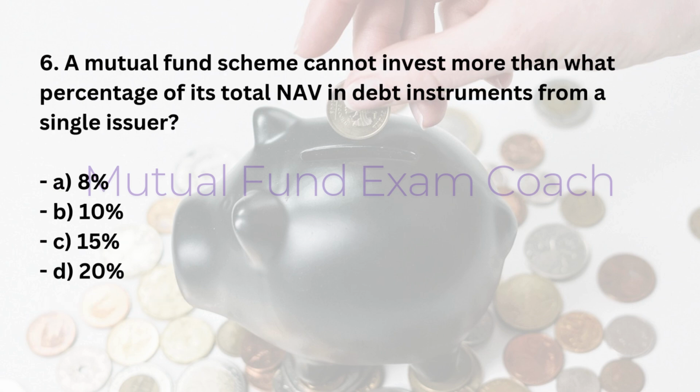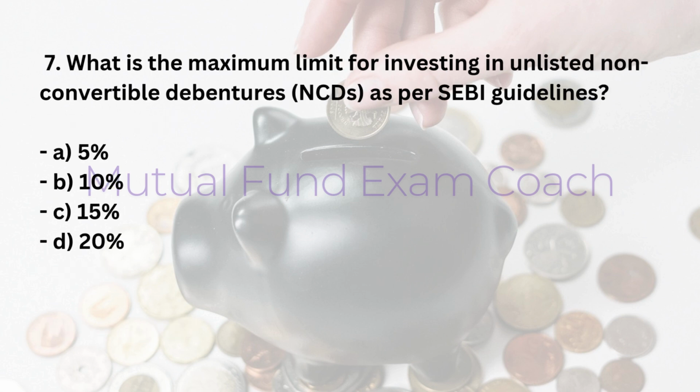10%. 6. A mutual fund scheme cannot invest more than what percentage of its total NAV in debt instruments from a single issuer? A. 8%. B. 10%. C. 15%. D. 20%. Answer, B. 10%. 7. What is the maximum limit for investing in unlisted non-convertible debentures, NCDs, as per SEBI guidelines? A. 5%. B. 10%. C. 15%. D. 20%. Answer, B.